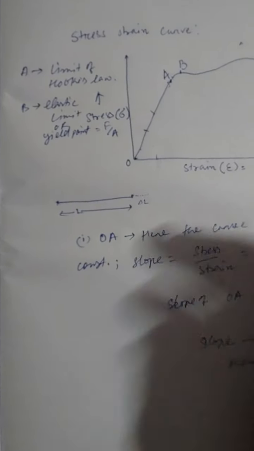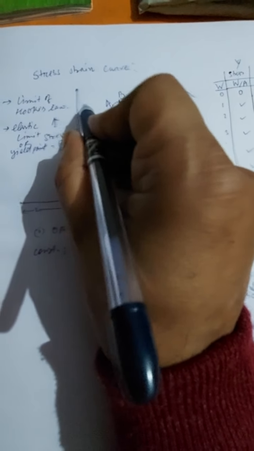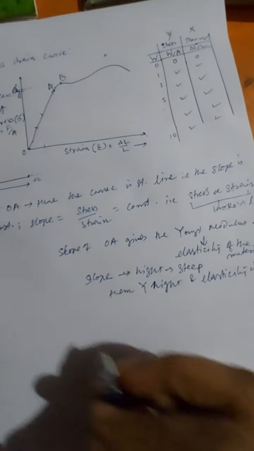So B is called the elastic limit or yield point. Now, the stress corresponding to B is called yield strength. This is yield strength, that is sigma y, the yield strength.